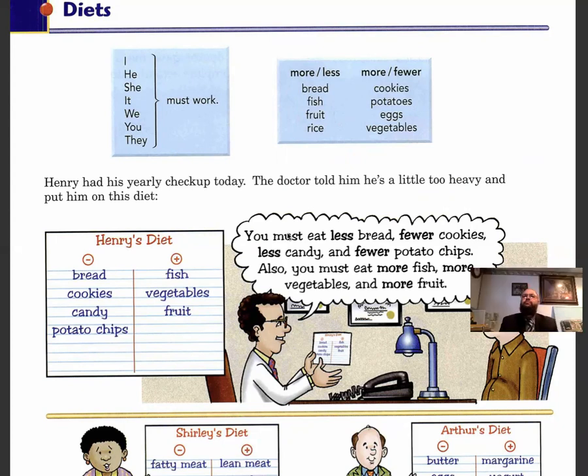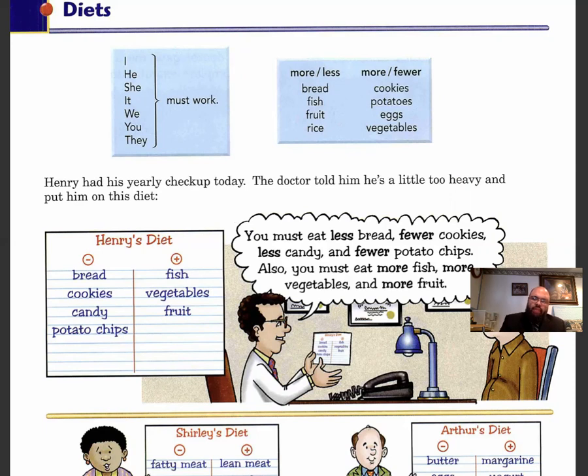Bread. Fish. Fruit. Rice. Cookies. Potatoes. Eggs. Vegetables. All right, so let's review this.